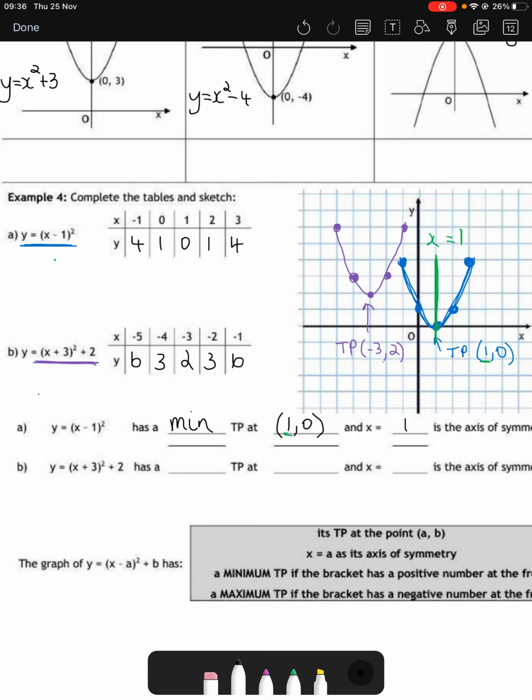Same with the purple one. So we've got x plus 3 all squared plus 2. If you look at your graph, you can see the turning point. Again, it's a minimum because it goes down to a minimum. It's at negative 3, 2. And again, you've got this axis of symmetry, which we just say is x equals whatever the x coordinate is, which is negative 3 in this case.